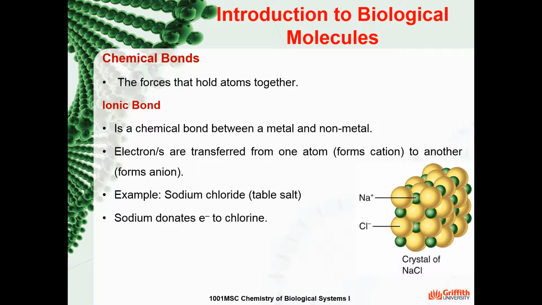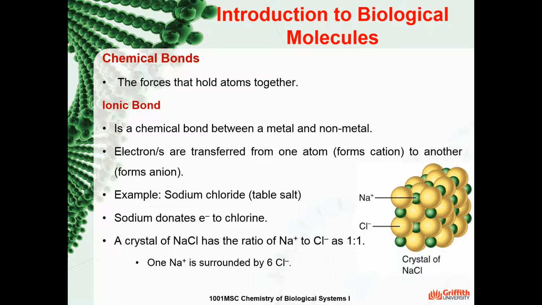Sodium loses one electron, therefore gaining a positive charge, and chlorine gains the electron and forms the negatively charged chloride anion. The ratio in sodium chloride is 1:1. Solid sodium chloride forms crystals where every sodium is surrounded by 6 chloride ions. Likewise, each chloride ion is surrounded by 6 sodium ions.